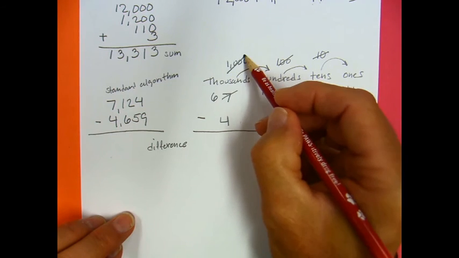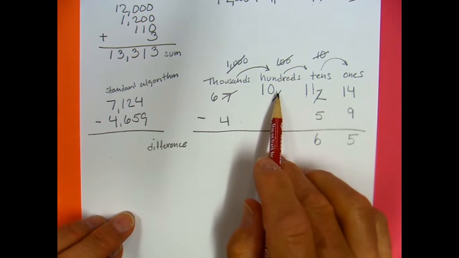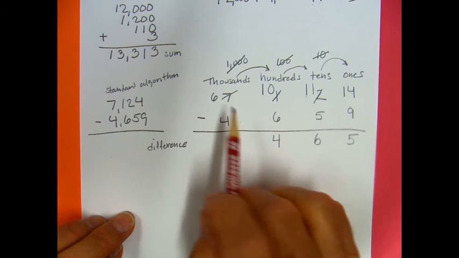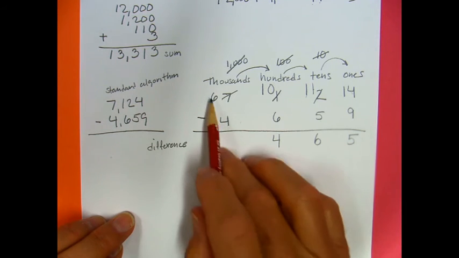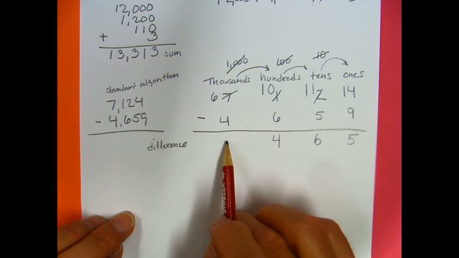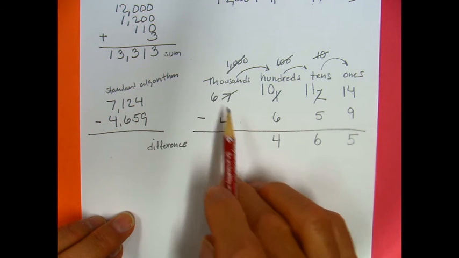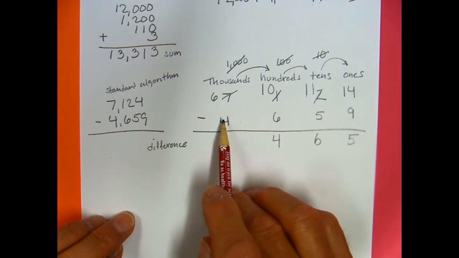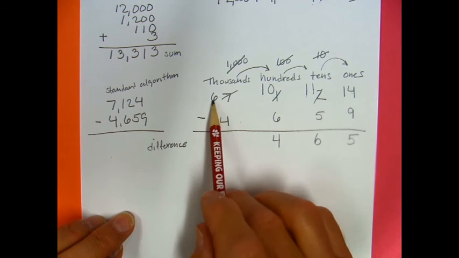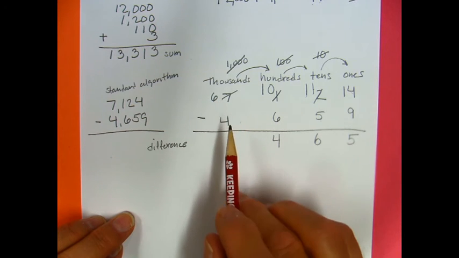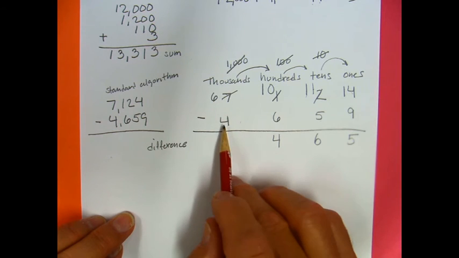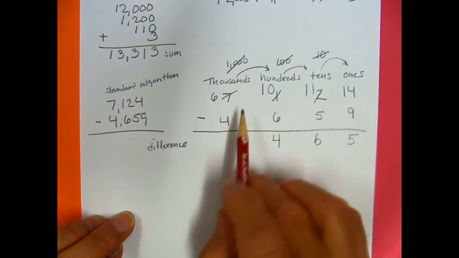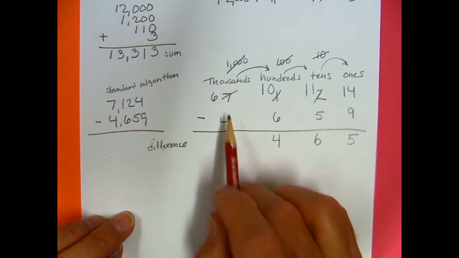Now over here we have the 6. Which one of these two is largest? 4 or 6? If you said 6, you're correct. So we don't have to do anything over here. We don't have to move anything around because this number is already large enough to subtract this number from. We have 6,000, and we're going to subtract 4,000. 6,000 is larger, so we don't have to do anything over here except do our simple subtraction. 6 minus 4 is 2. And this is the number we get.